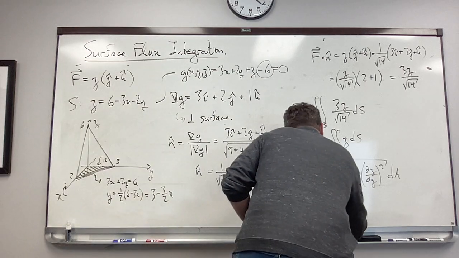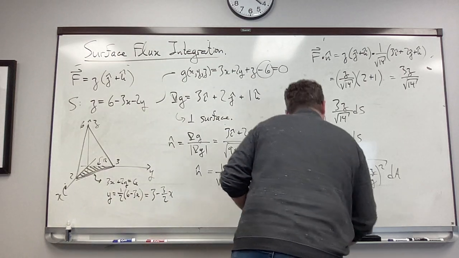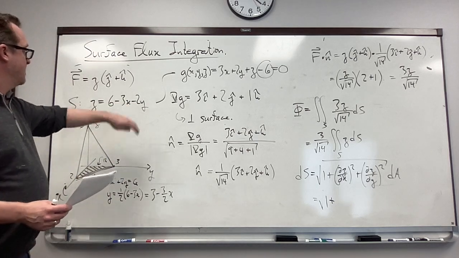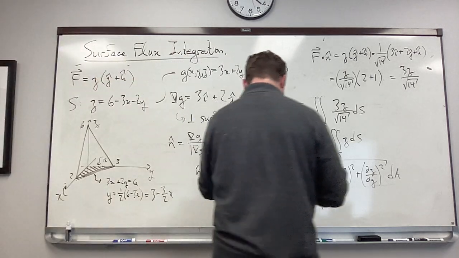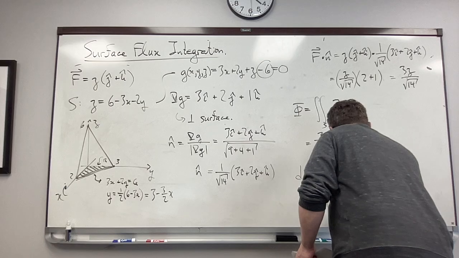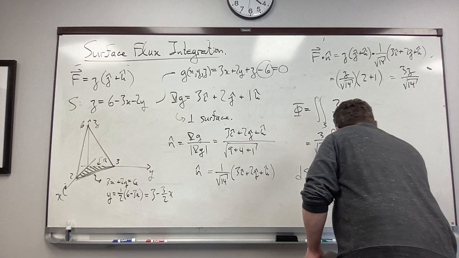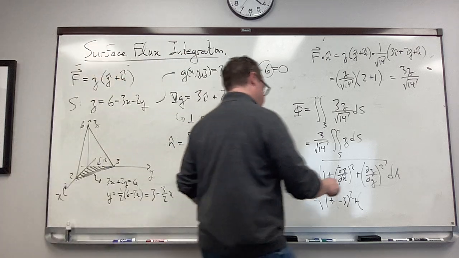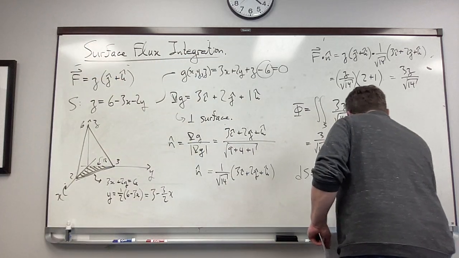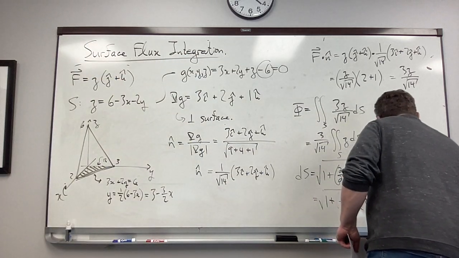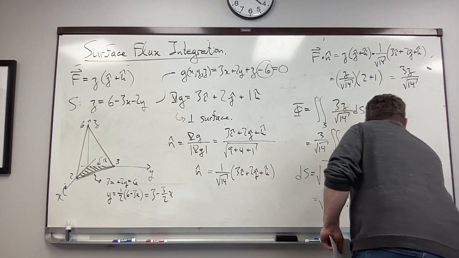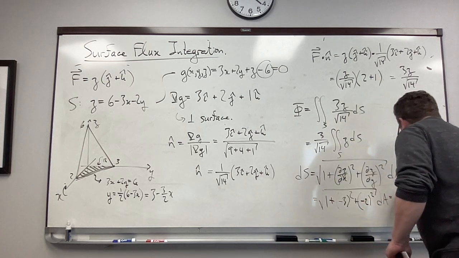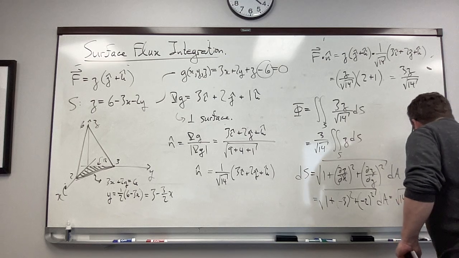So what is this thing? This dS is the square root of 1 plus, well, what's the partial of z with respect to x? Minus 3. Plus the partial of z with respect to y, which is minus 2. So this is the square root of 14 dA.